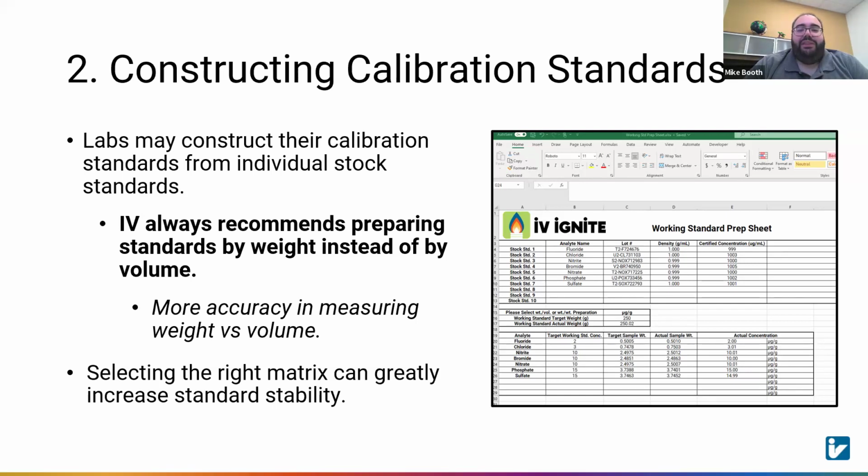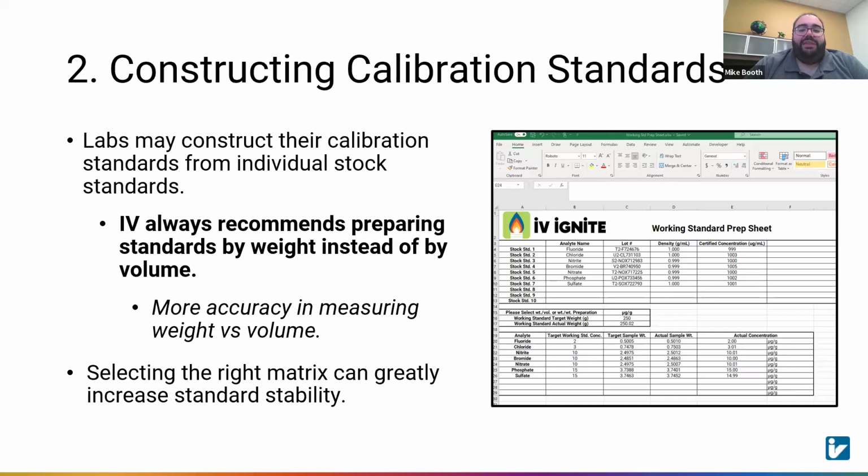If you do that, you're probably used to some sort of Excel sheet like we have on this slide here, where you have to keep track of all of your lot numbers, calculate how much your aliquot should be, make sure you're recording that information, and then finally do a calculation on what your working standard concentrations are. So if you are prepping those up, we always recommend preparing standards by weight instead of volume, because you can get a more accurate measurement when you're measuring weight as opposed to volume. So we would always recommend that.